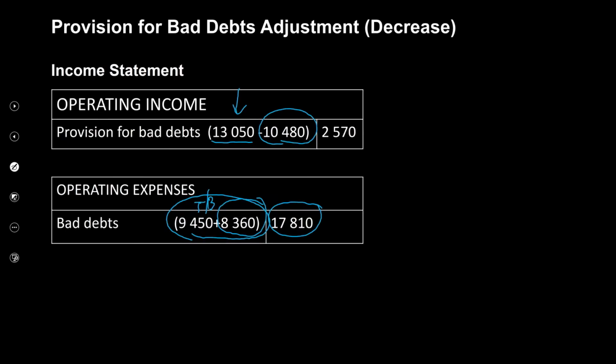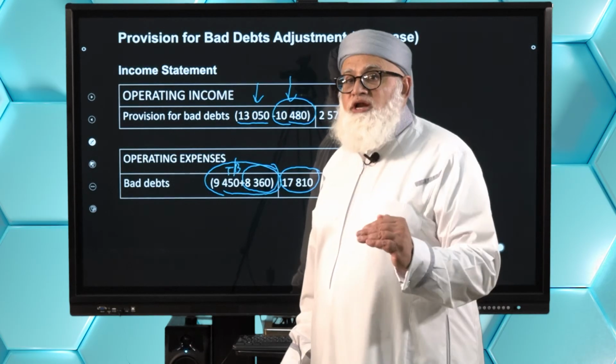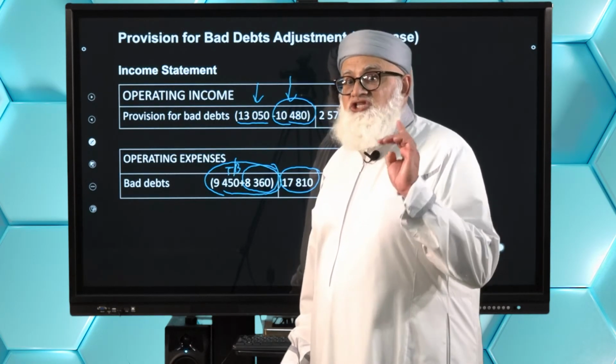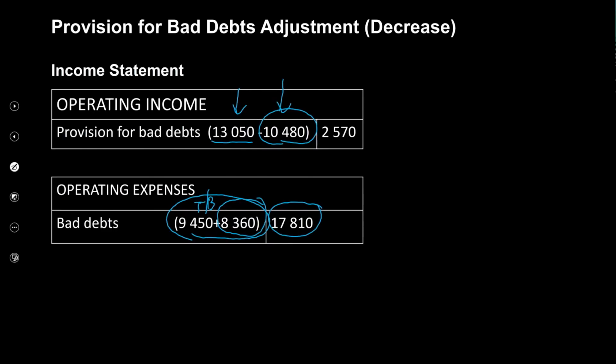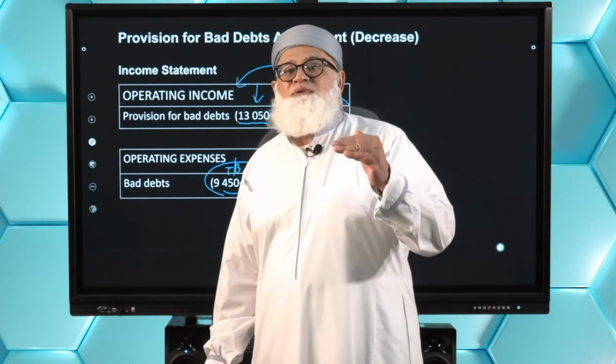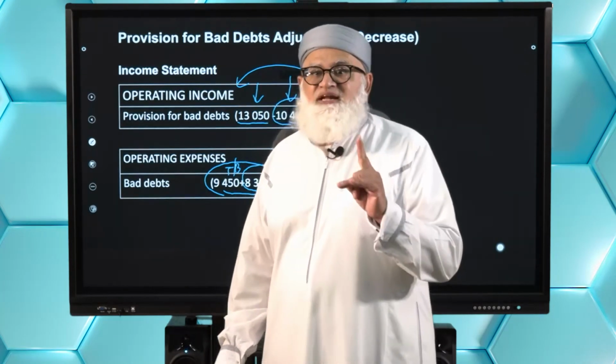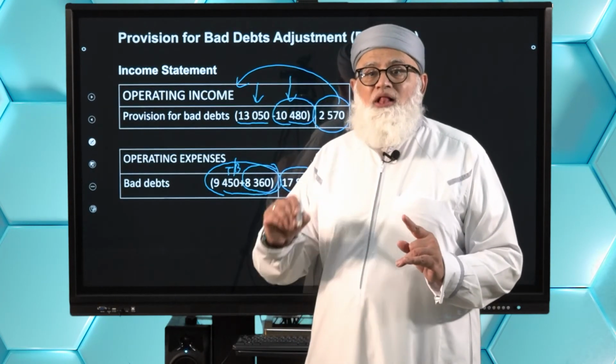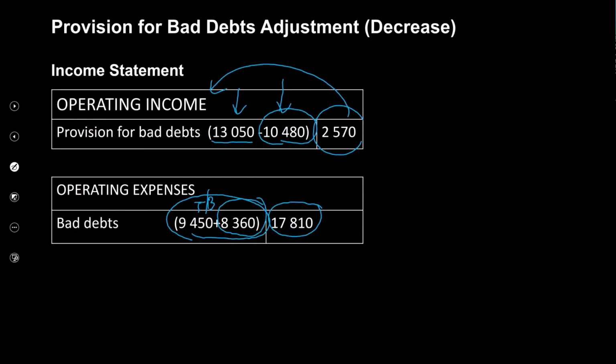Notice, when I credit my adjustment account, in other words, I'm reducing my provision for bad debts. When you are lowering your provision for bad debts, your adjustment account becomes an income, and therefore you show it under other operating income. So, what do we remember? When the provision for bad debts is being decreased, definitely the adjustment account will be an income. As you can clearly see here, an amount of 2,570. Okay.